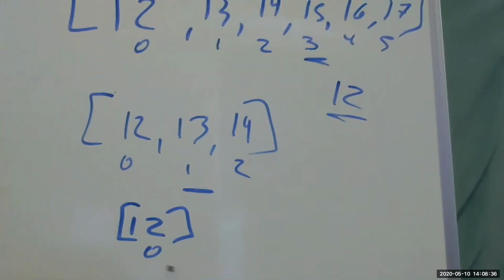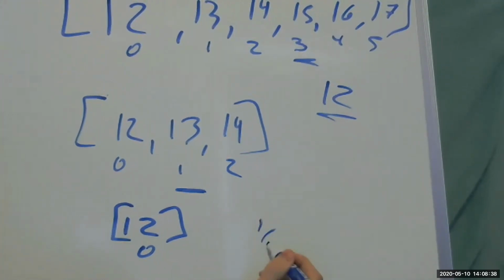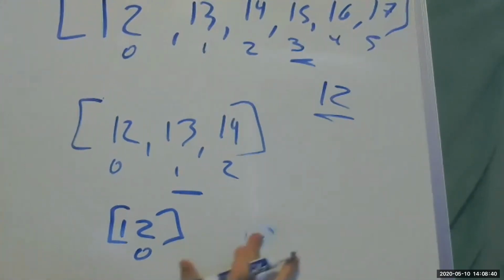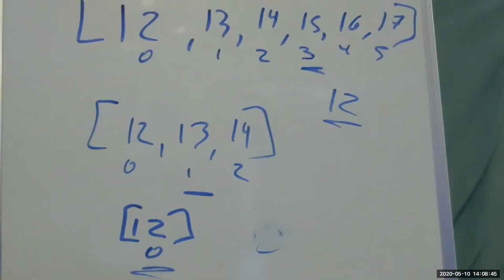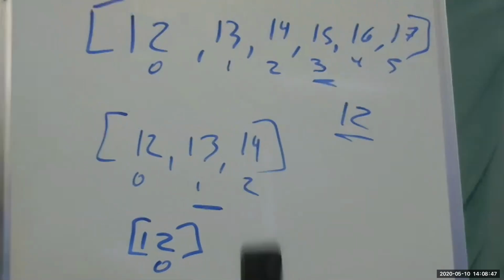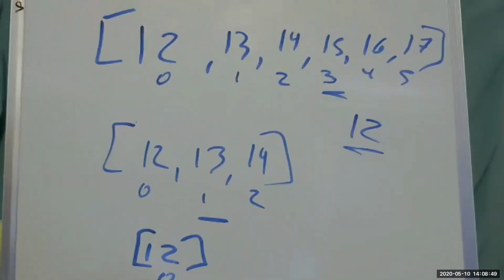So we're going to take the middle. We say 1 divided by 2 and round that down. So we're going to look at the 0th index, which is right here. And here we ask, all right, is 12 what we're looking for?